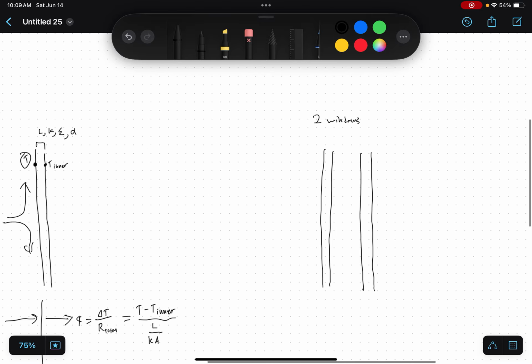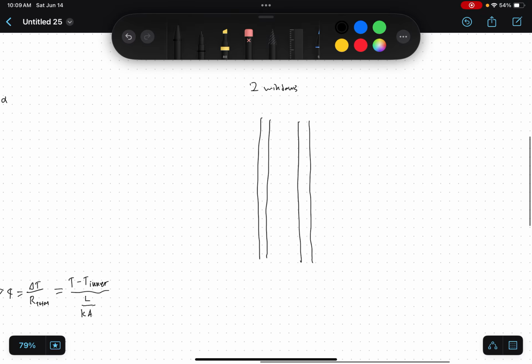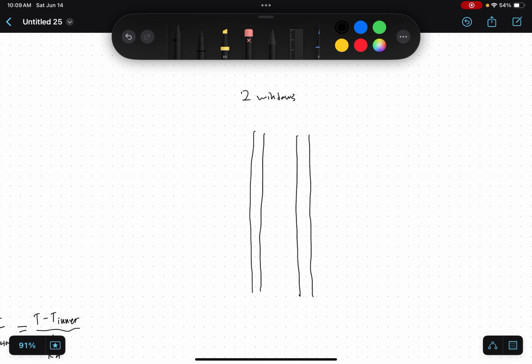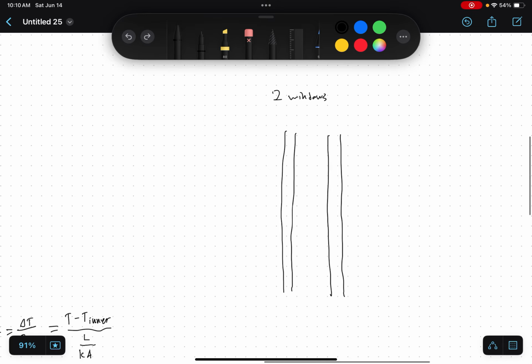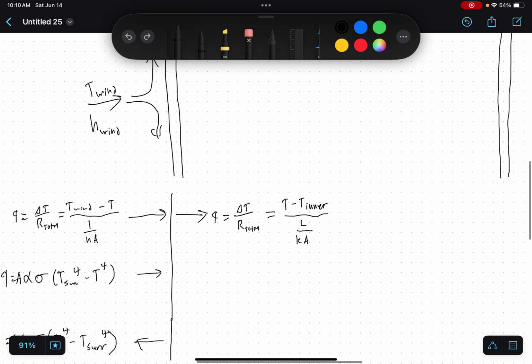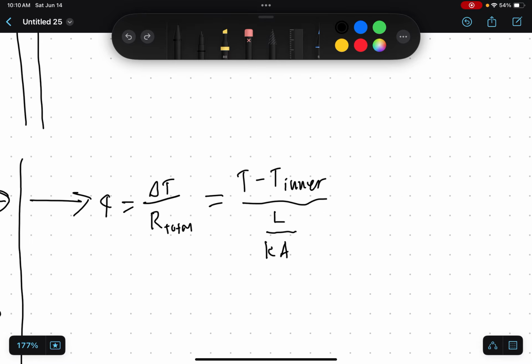Now, let's do a bit of a deeper dive into conduction. A lot of buildings, including my work building and my apartment building, use two windows. This is the outer window, and this is the inner window. And there's literally an air gap in between them. Why do they do that? Back here, the total heat entering was delta T over R total, and R total was just one window. It was L over KA.